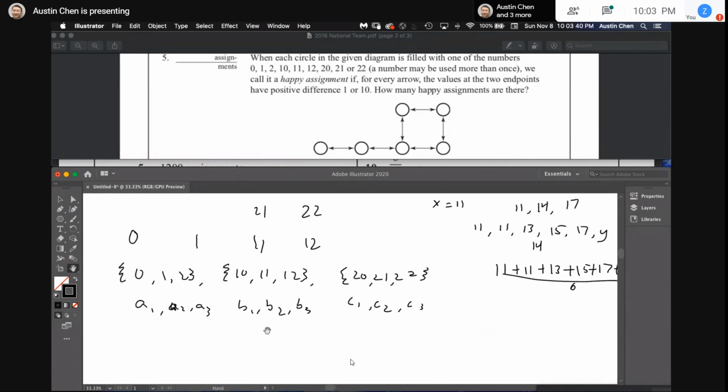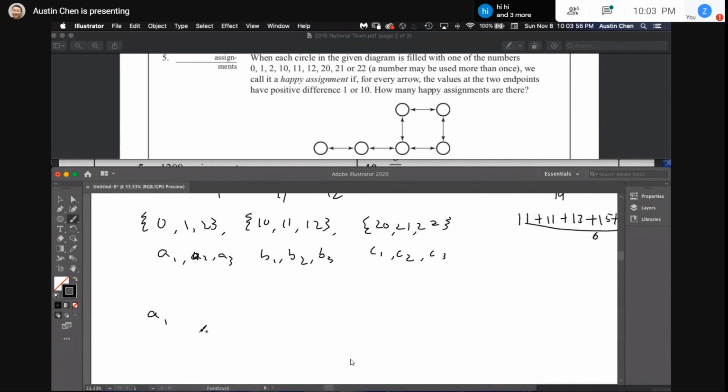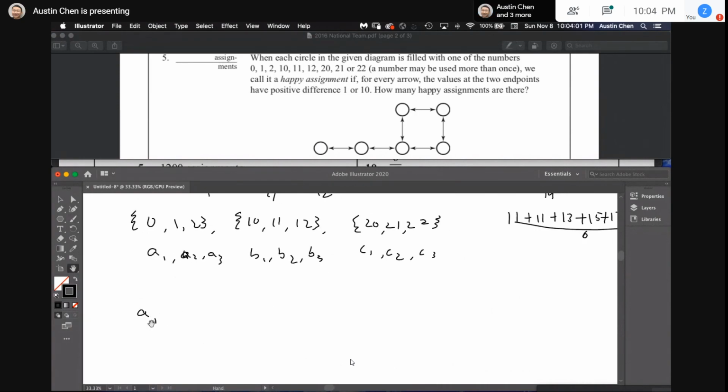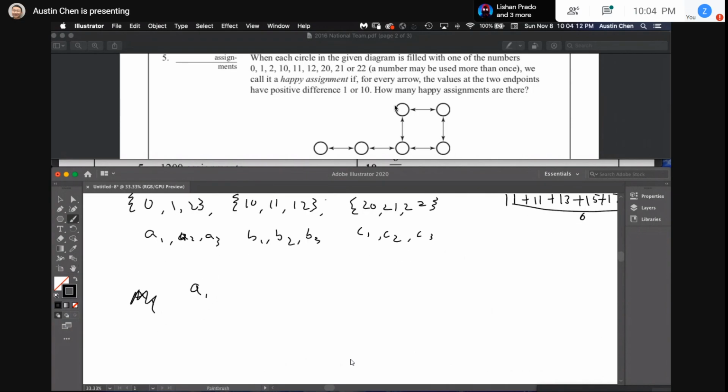Me and Bill thought about this for a while, considering all the cases. Maybe let's start with A1, in this very tail right here. Or actually, we probably shouldn't do that. We should think about the square first, because the square limits it the most. So let's think about having A1 in that square corner. We're not even going to think about the tail yet.